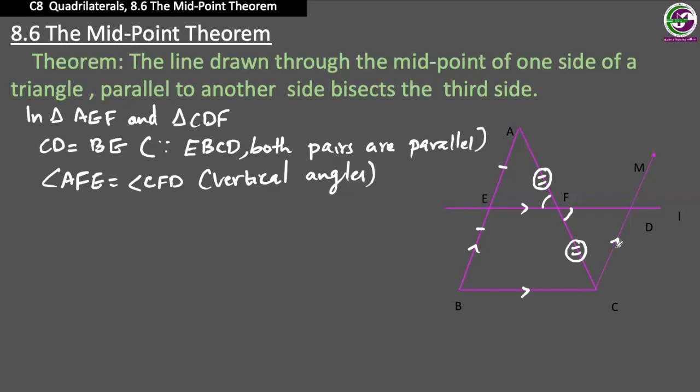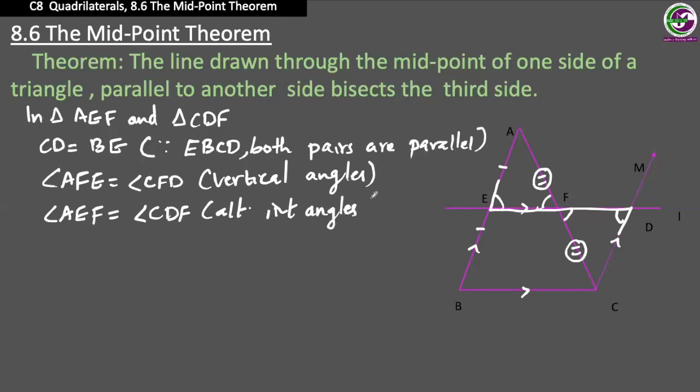So we have a side now, we have an angle. Once again, these two are parallel, so we can see the Z shape. Alternate interior angles are equal. Angle AEF is equal to angle CDF. Alternate interior angles. Between the sides, AB parallel to CM or MC.